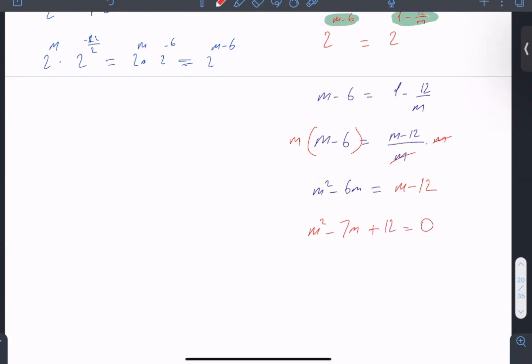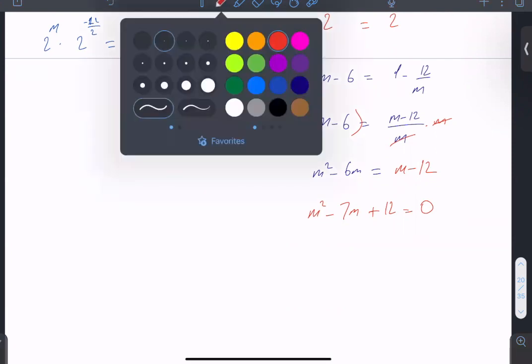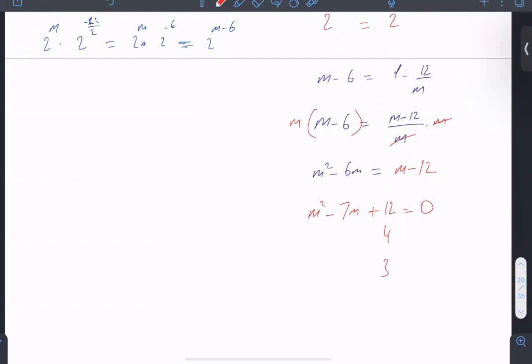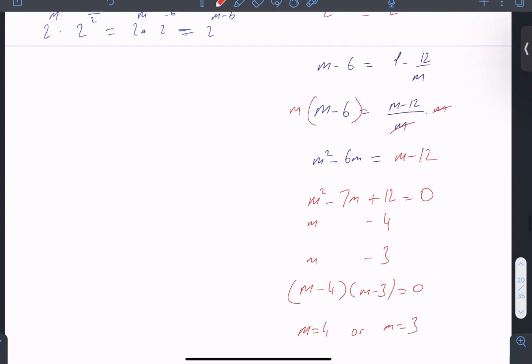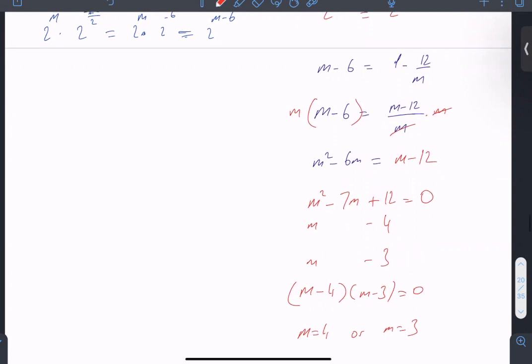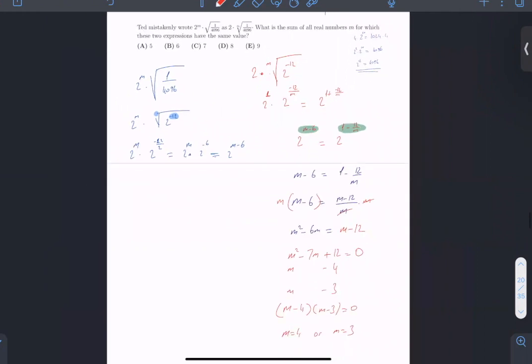Now we are looking for the sum of the solutions for m, which we can find from Vieta's formula, or let's calculate the roots. 4 times 3 is 12, both of them are negative, and the sum is negative 7. The factors are m minus 4 times m minus 3 is equal to 0. So the values for m are 4 or 3. So the sum of the values is 4 plus 3, which is 7. So the answer is option C.